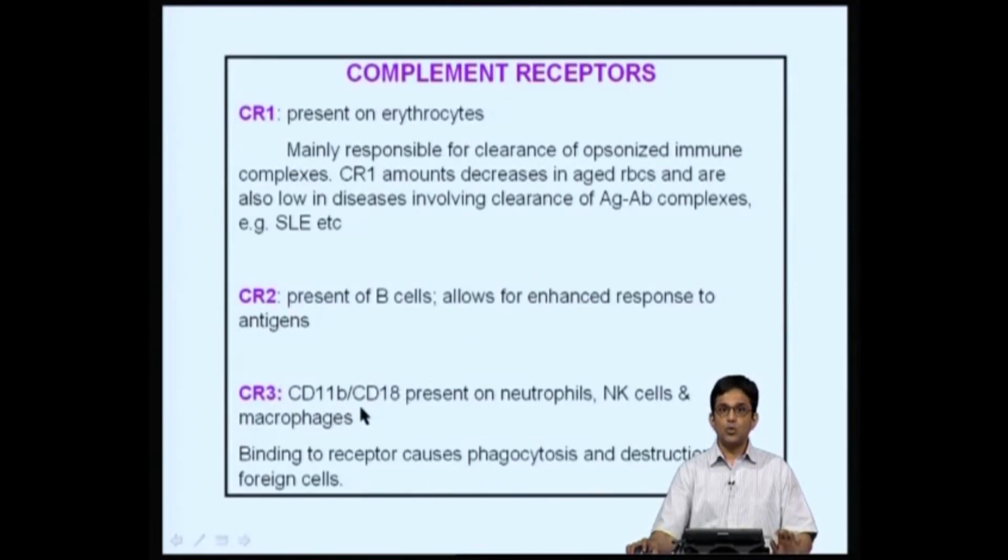CR3, which is shown over here as CD11b and CD18, is present on neutrophils, NK cells and macrophages, and it's important for phagocytosis and destruction of foreign cells. We will see the importance of this particular subunit CD18 subsequently.